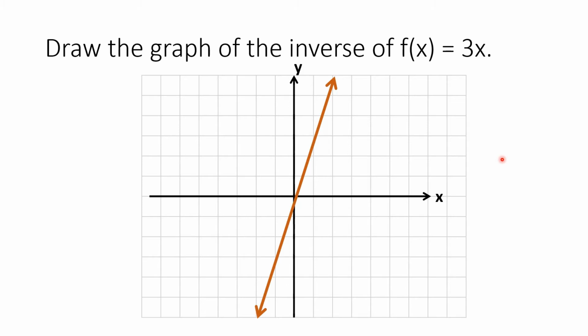Now, let us do the vertical and horizontal line tests. Notice that wherever we draw a vertical line, it will intersect the graph at exactly 1 point. So it passed the vertical line test. And wherever we draw a horizontal line, it will intersect the graph also at exactly 1 point. So it does not only pass the vertical line test, but also the horizontal line test. So it's a one-to-one function.